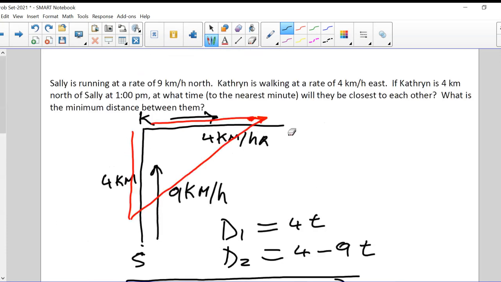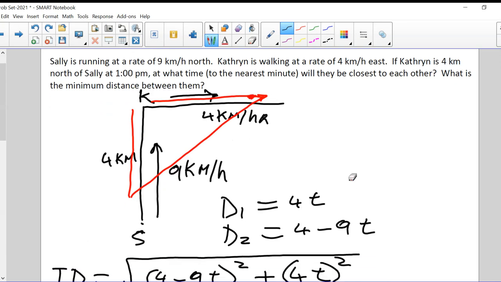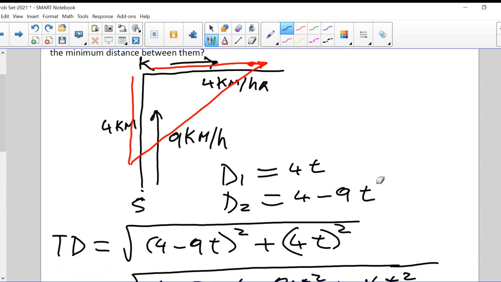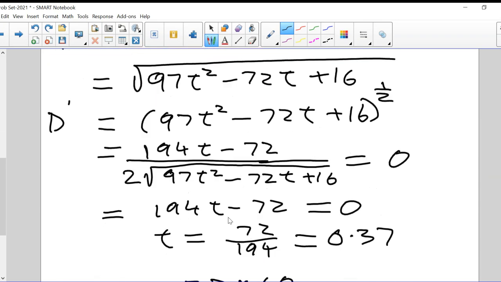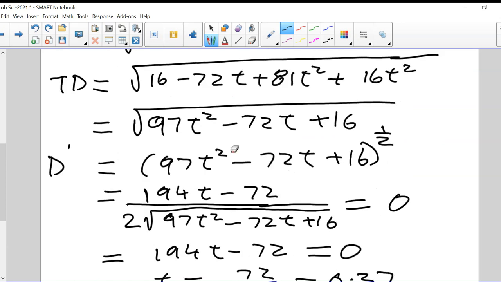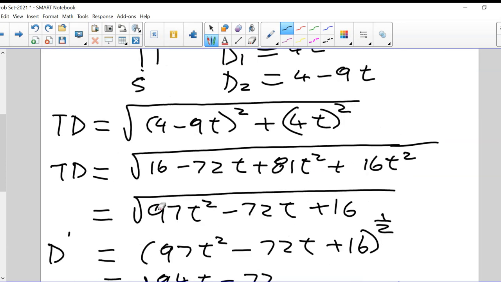And what is the minimum distance between them? Can I leave that for you to do? Because that's just plugging the 0.37 into the distance formula, right? Into the original distance formula, which is this thing right here.